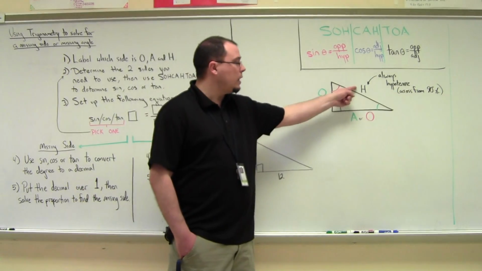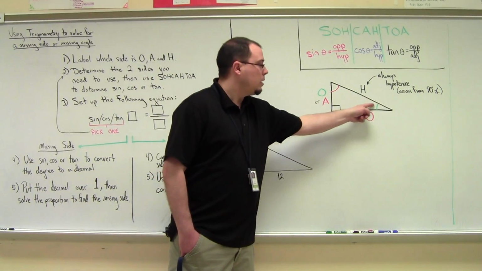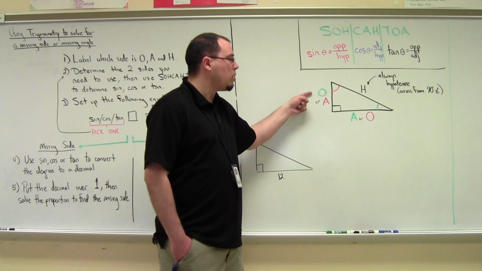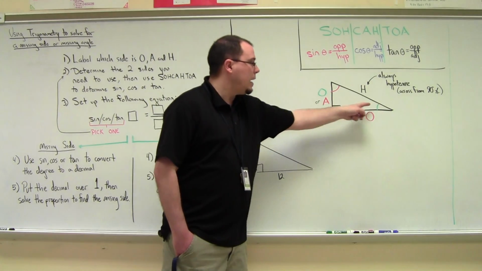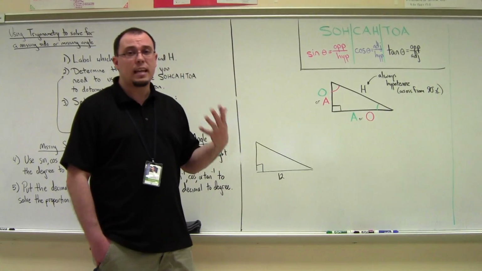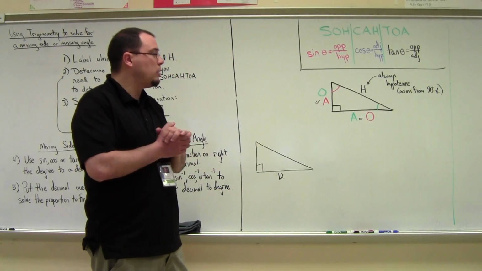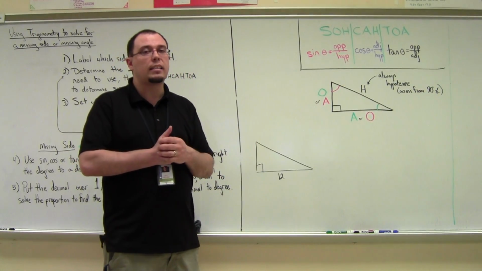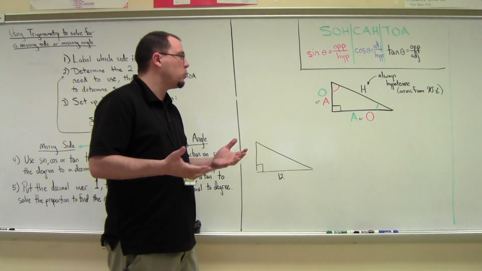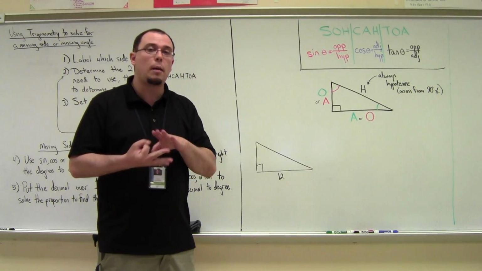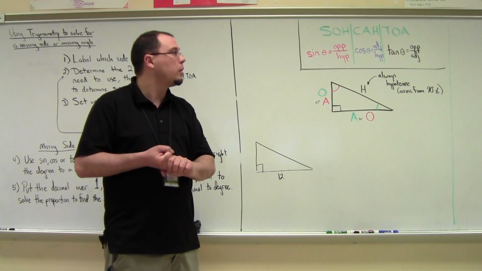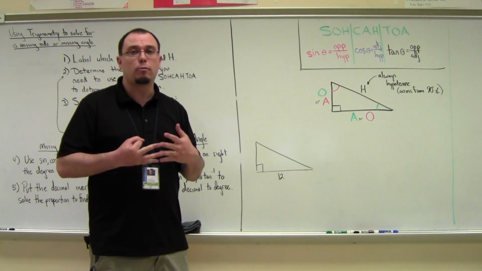So if you look at the green angle, hypotenuse is still the same. The opposite side is going to be across from the green angle, and the adjacent side also is going to be next to the green angle, just like it was with the red angle. So what we're going to do is label these three sides. And based on those three sides, whether they're opposite, adjacent, or hypotenuse to the angle we're dealing with, we're going to be able to set up a ratio.